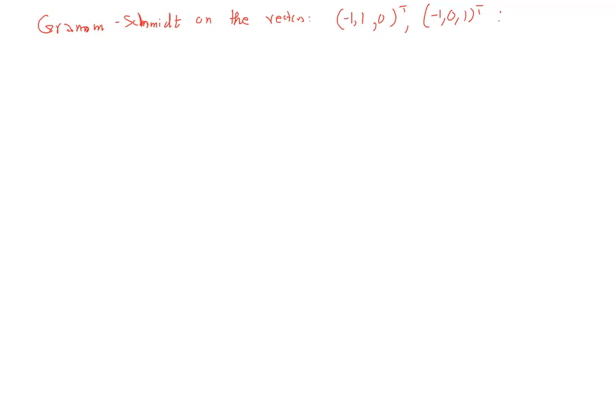So I divide by that magnitude. And we have -1 over square root of 2, 1 over square root of 2, 0. Okay, so that will be the first vector. And now for the second vector, what do we do? We take the second vector.